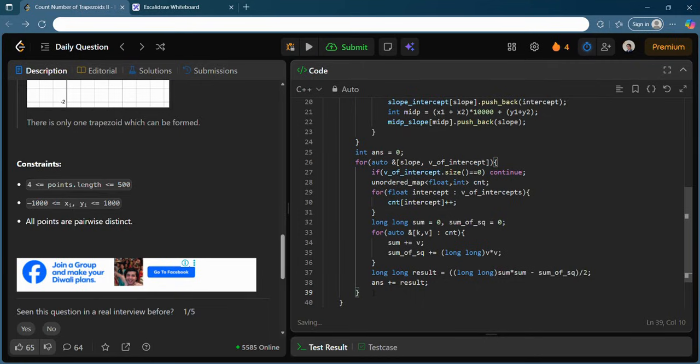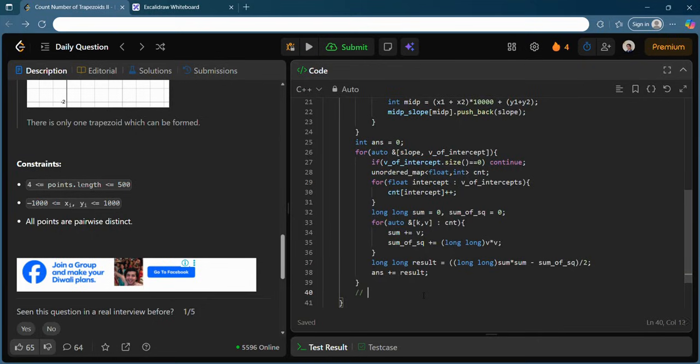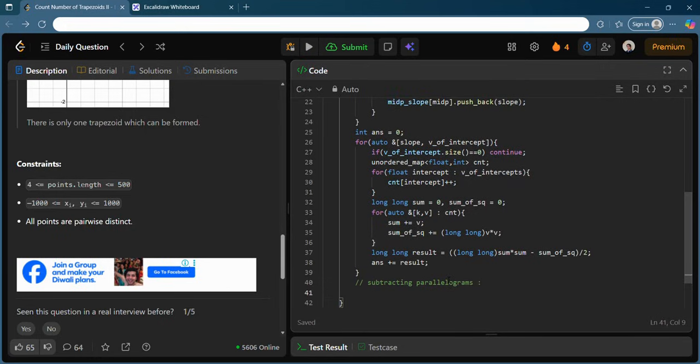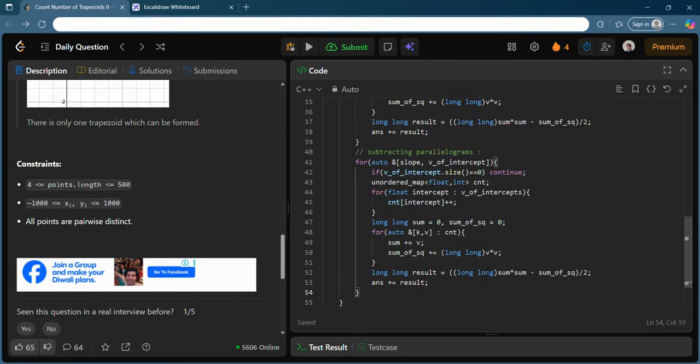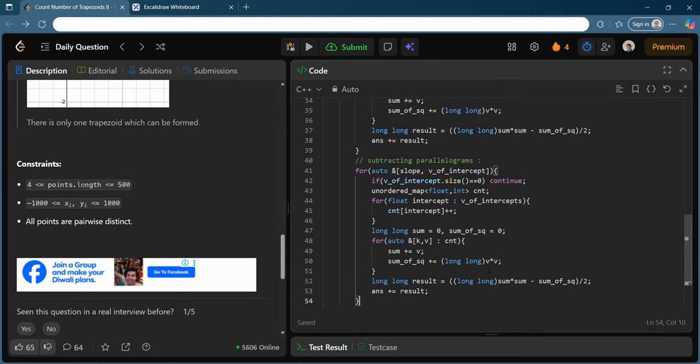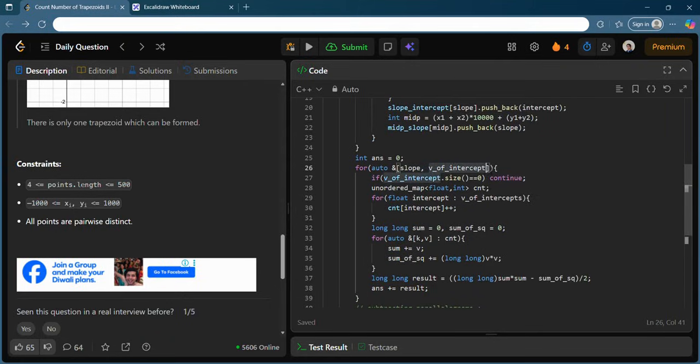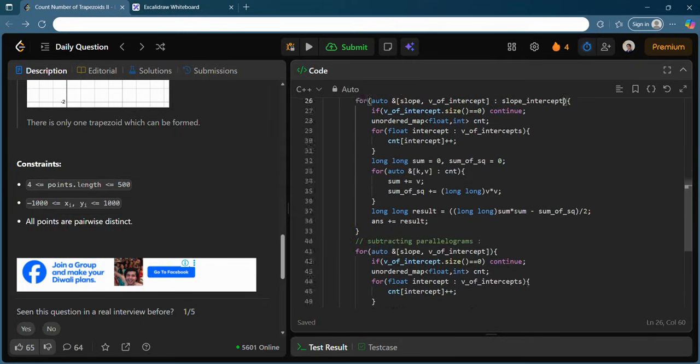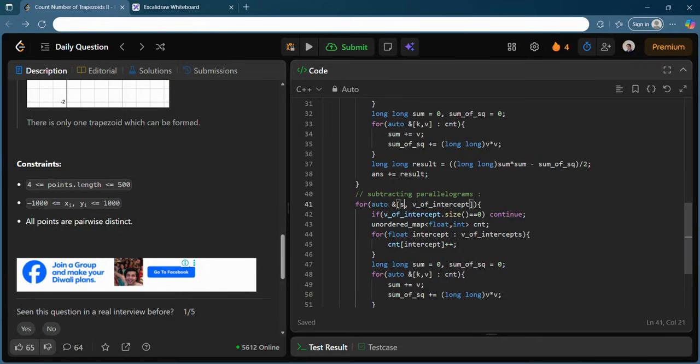And for the midpoint thing I will do the same thing, but I am subtracting the parallelograms right now. So I added all the results and now I subtract the parallelograms. How will I do it? Exact same thing, I just copy paste, and you see this is the map. So slope intercept, this is the map which you are iterating through, and this consists of the midpoint slope, the next map which we are iterating.